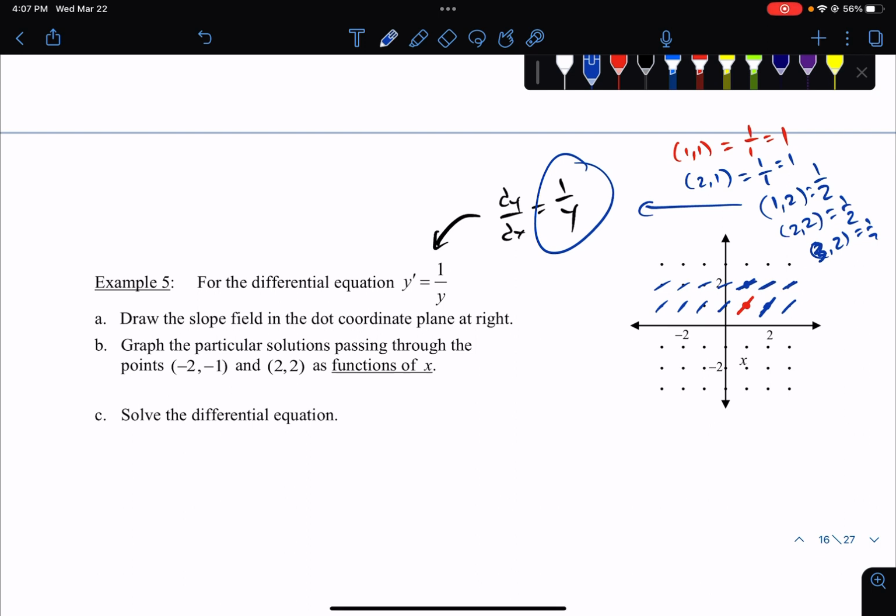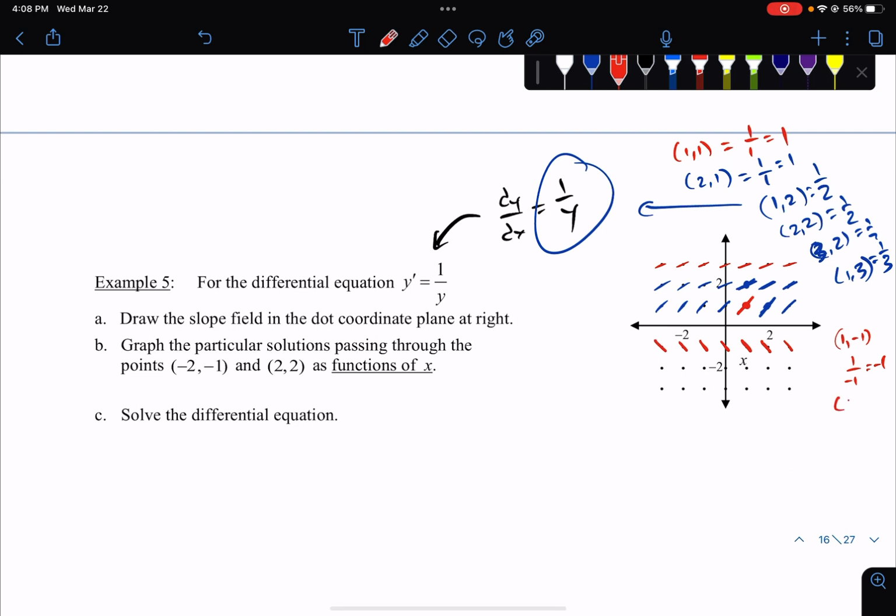So now let's try (1, 3). When I plug that in, I get 1/3. So at the point (1, 3), my slope's even flatter than it was before. And that's going to be the same all the way across. There's no x value, so my slope stays the same. Now let's go down. Let's try (1, -1). When I plug that in, I get 1 over -1, which gives me -1. So at this point, I have a slope of -1. And again, as I go to the right and left, that slope is going to stay exactly the same because there's no x to change it.